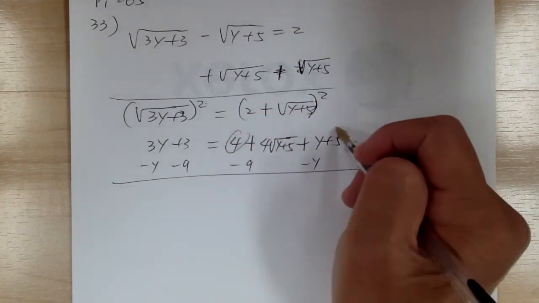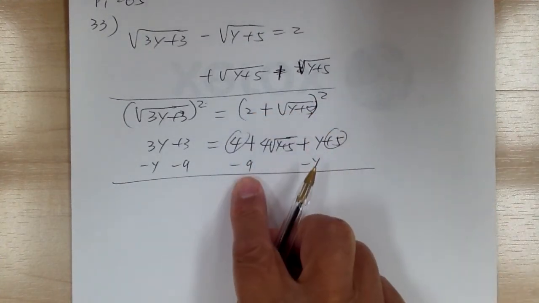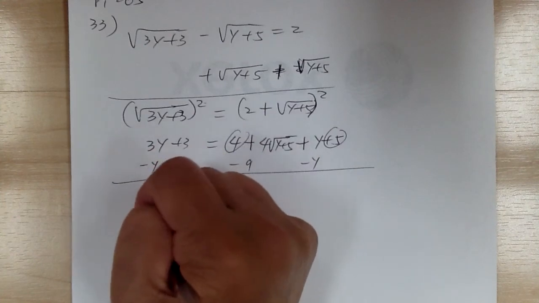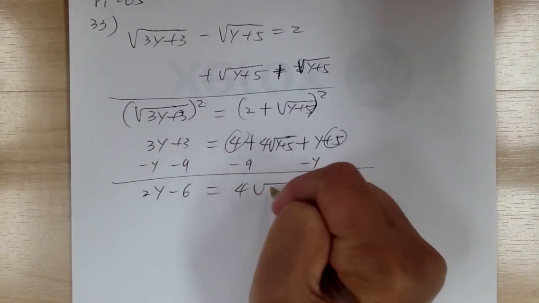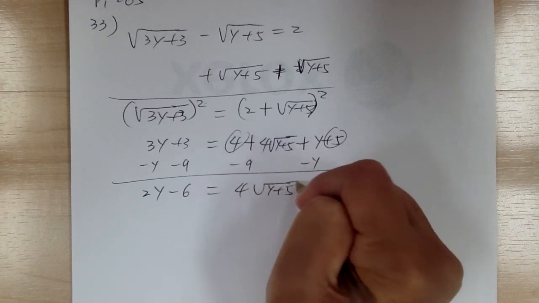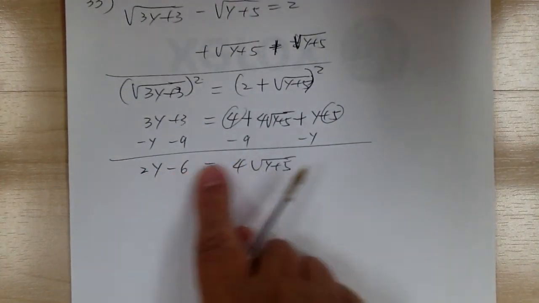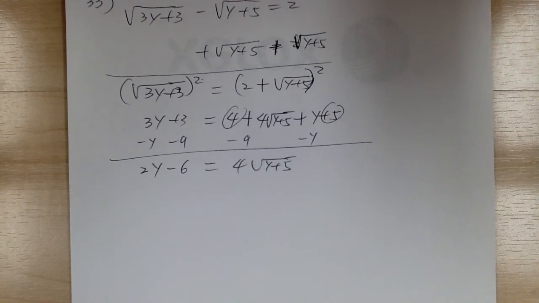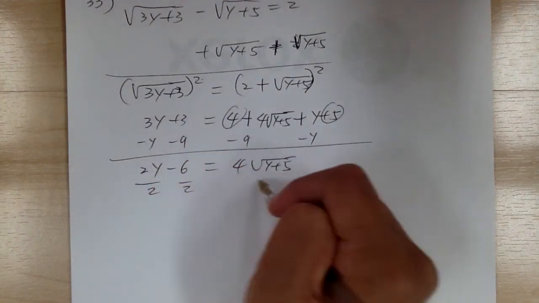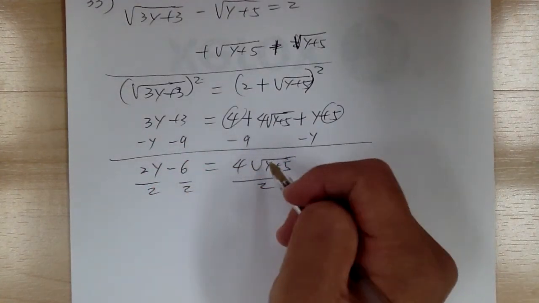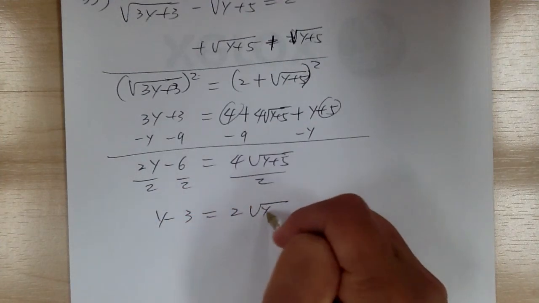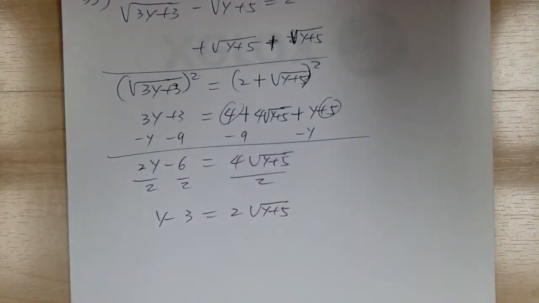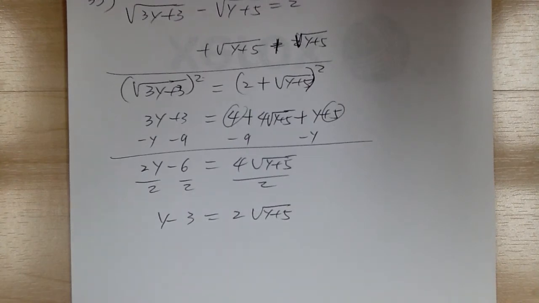Okay, so again, you got 4 and 5 over here, so you need to minus 9. So you got 2y minus 6 equal to 4 square root of y plus 5. Okay, so now notice all these are even, so we can divide by 2 to lower the number. So divide every term by 2. This is one term, right? So you got y minus 3 equal to 2 square root of y plus 5. You can lower your number, it will make things a little bit easier to do.